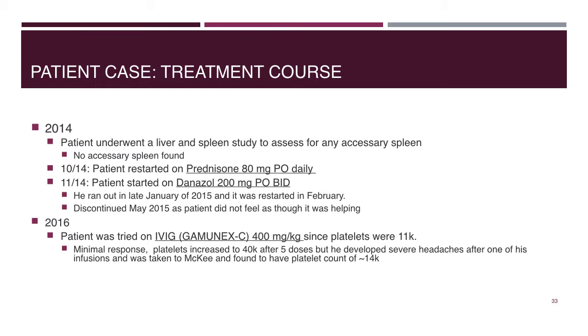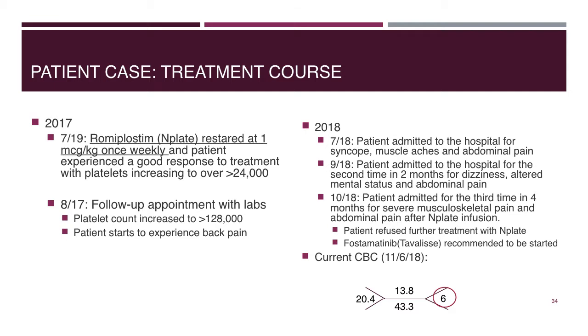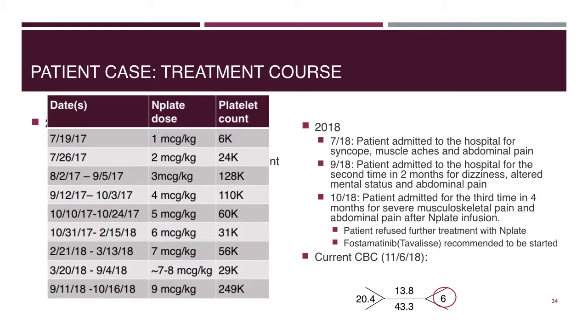This dosing of Gamunex is suboptimal according to the guidelines, which, if you recall, is 1 gram per kilogram as a one-time dose. In 2017, the patient was restarted on Nplate at a dose of 1 microgram per kilogram once weekly, and the patient experienced a good response to treatment with platelets increasing over 24,000. The doses were titrated upwards, as you can see here from the chart. At the time of his treatment, his platelets were 6,000 and doses were gradually increased, with platelets showing a variable response.